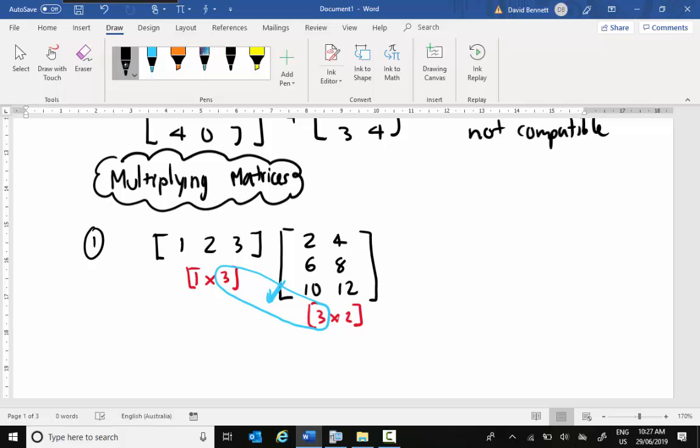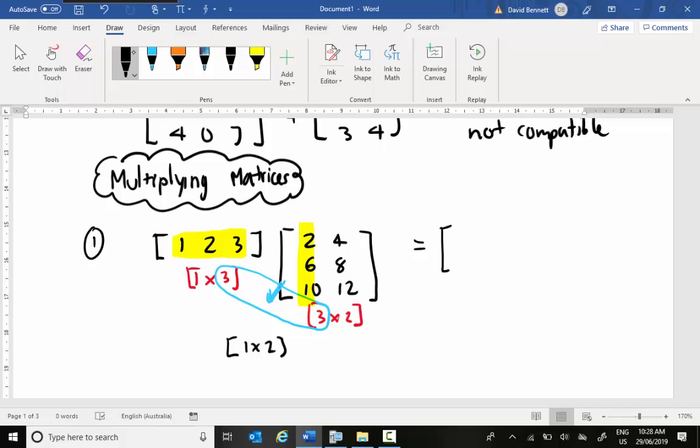The other thing is, when I look at what I'm expecting for this particular case, I'm expecting to get a 1 by 2 matrix result. Technically, what I'm going to do is multiply that whole row by this whole column. That's how you multiply matrices. We're going to do it step by step. So the first thing here is, I know it's going to be a 1 by 2 matrix.